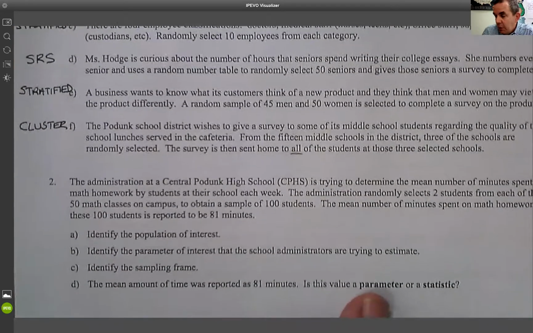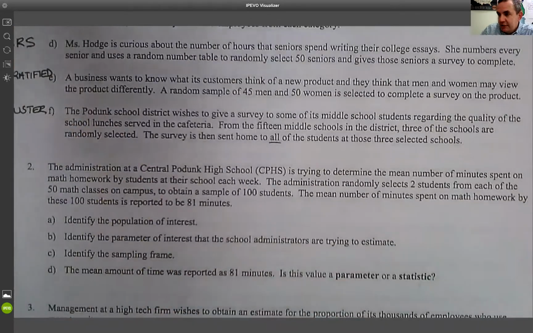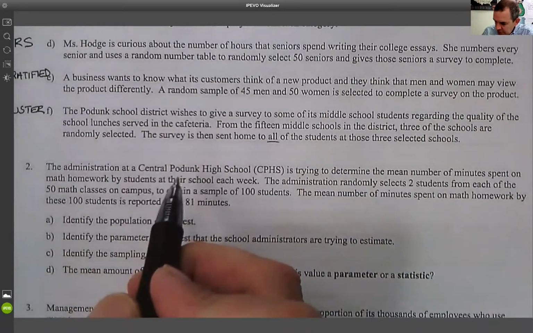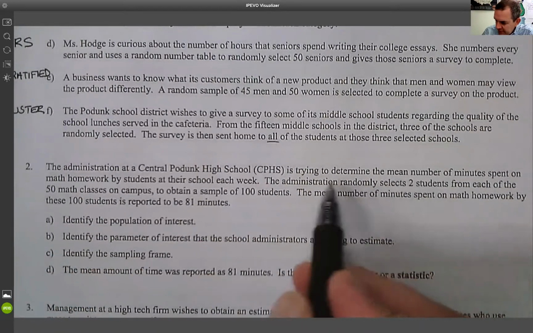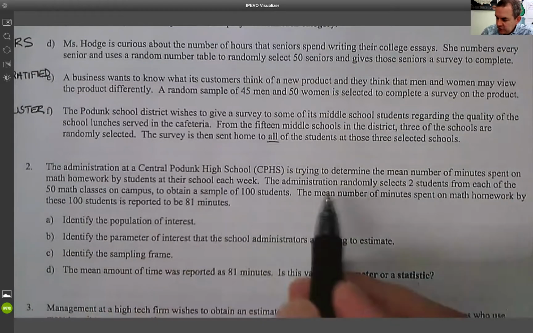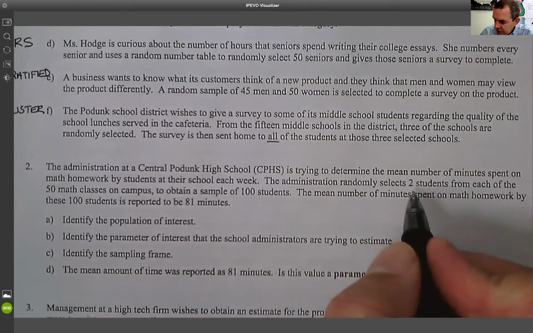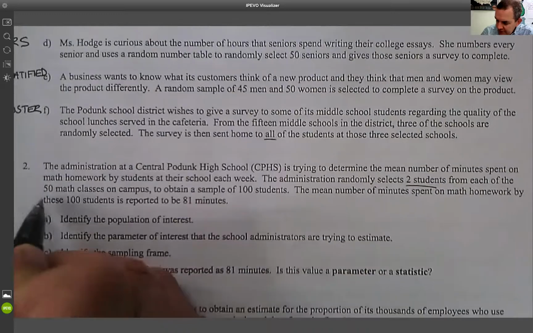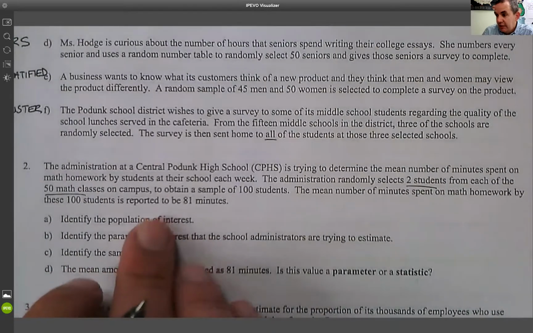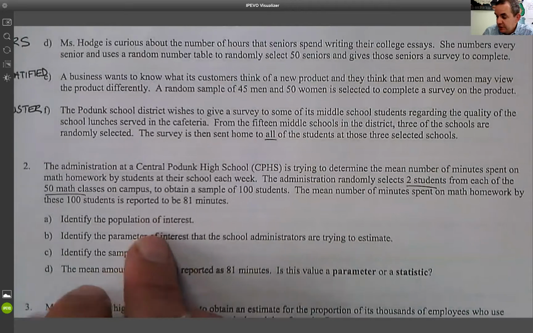If I want to walk through an example here, just so you can kind of see what a free response might look like. The administration at Central Podunk High School is trying to determine the mean number of minutes spent on math homework by students at their school each week. The administration randomly selects 2 students from each of the 50 math classes on campus to obtain a sample of 100 students. The mean number of minutes spent on math homework by these 100 students is reported to be 81 minutes. So in this case, identify the population of interest.